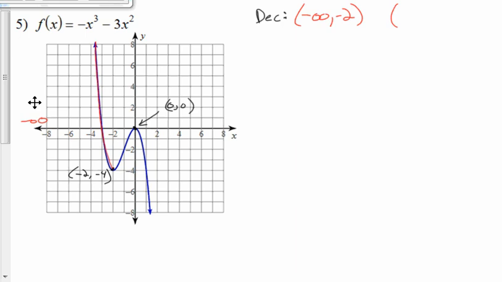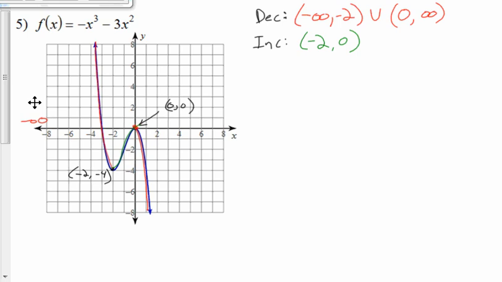Then it starts decreasing again right here at the origin. So when x is 0, that's when it starts decreasing again, and it would continue decreasing as x moves to infinity. So those would be the two intervals of decreasing. Then for increasing, we are increasing in between those 2 points. So we are increasing starting when x is -2, and we increase until x gets to 0. So those would be the intervals of decreasing and increasing.